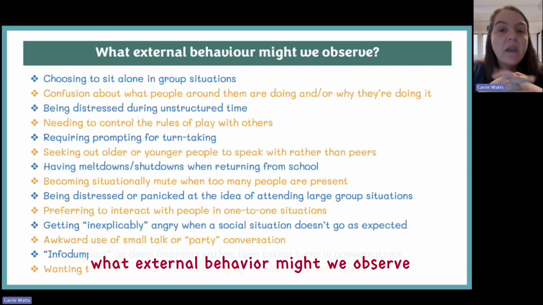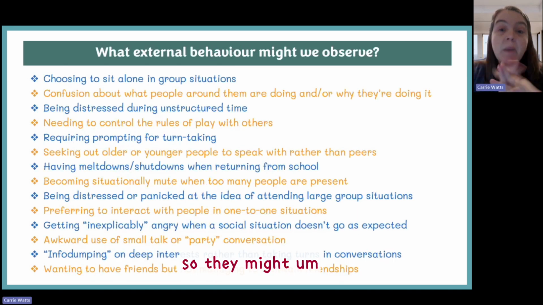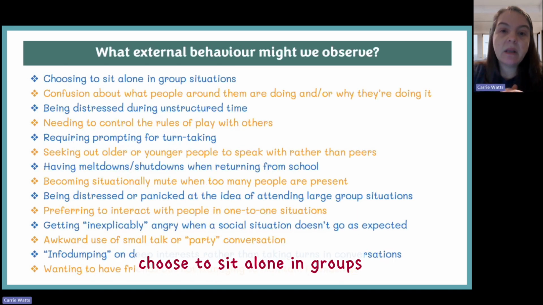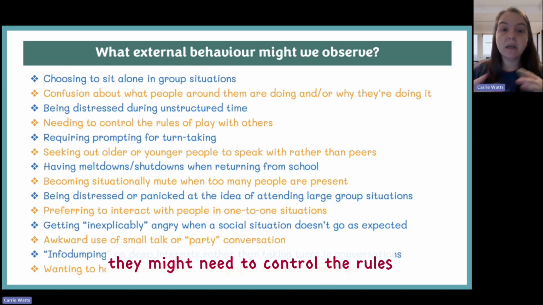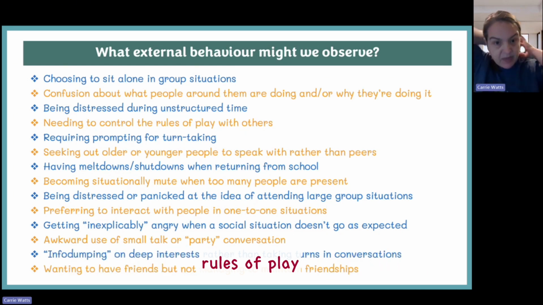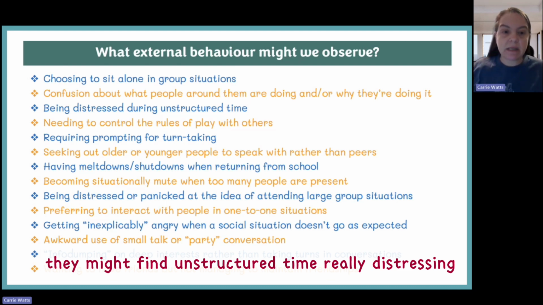What external behavior might we observe? They might choose to sit alone in groups. They might be confused about what people are doing around them and why they're doing it. They might need to control the rules of play. They might find unstructured time really distressing.